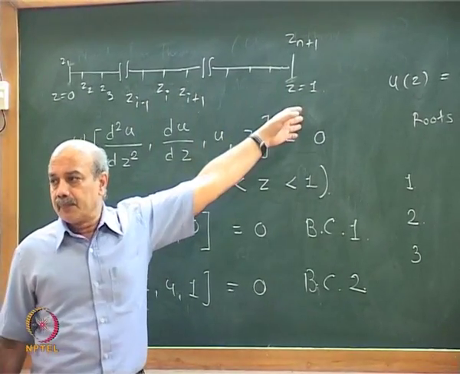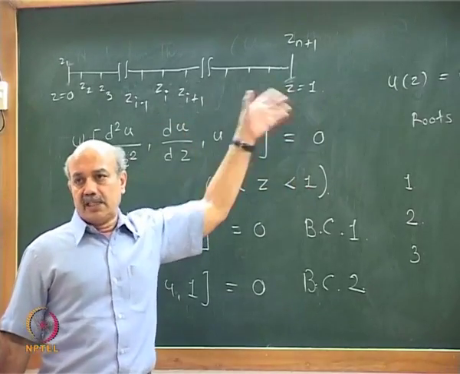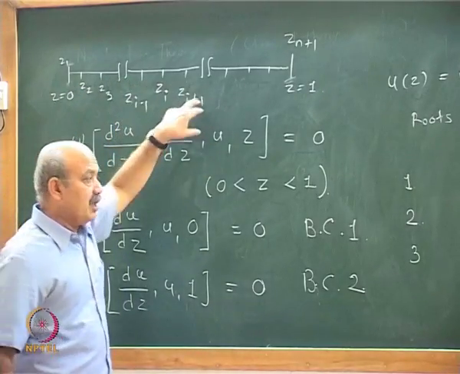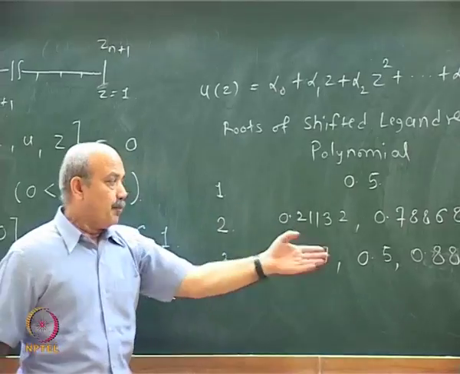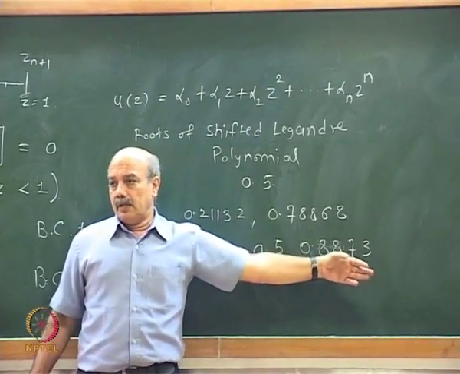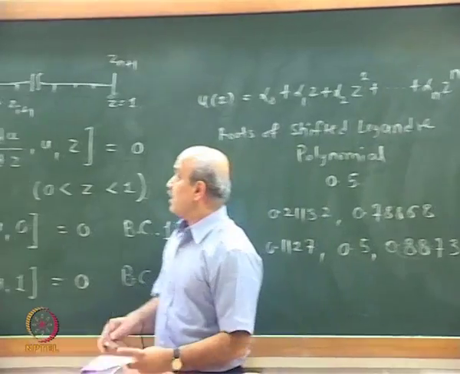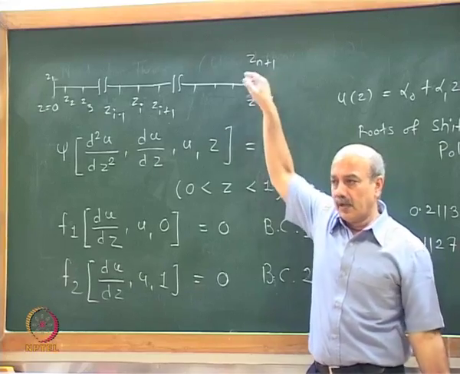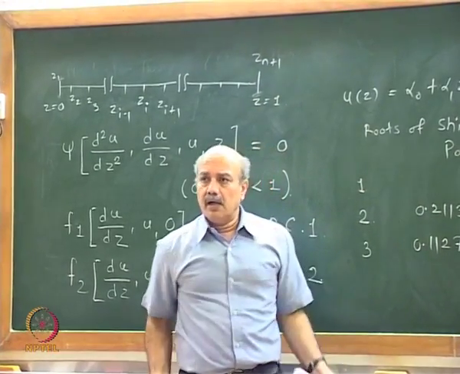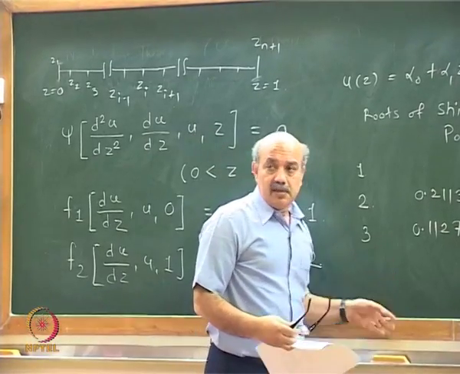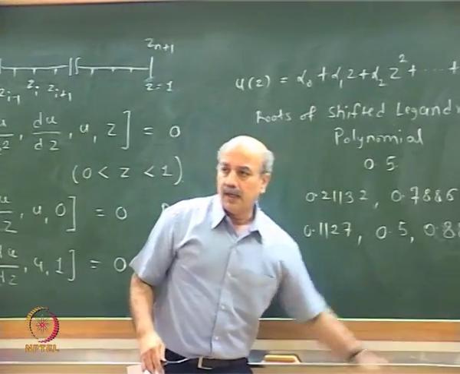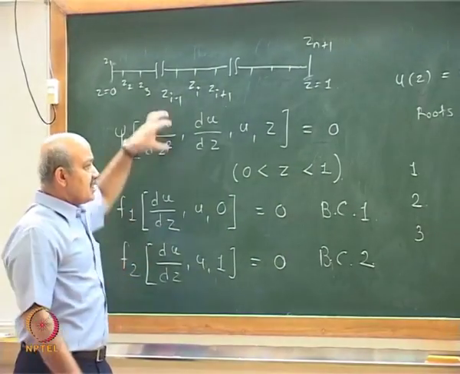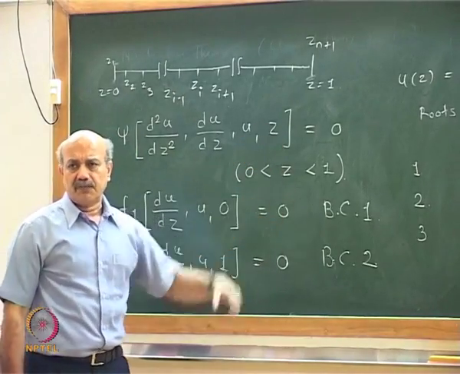Typically if it is a length, you can divide by the length and scale it to 0 to 1. So 0.1127 will be my second point. My third point will be at 0.5. My fourth point will be at 0.8873, and my last point, the fifth point, will be the boundary z equal to 1. Likewise, in the accompanying notes, I have listed roots up to seventh order. If you want to know about higher order polynomials, you will get that in the literature.